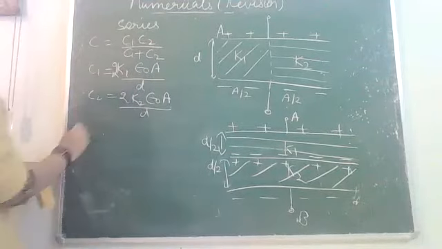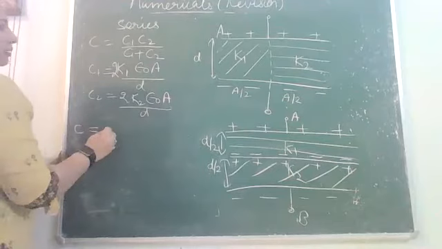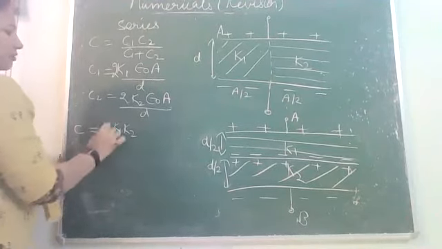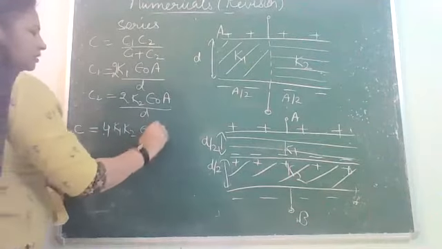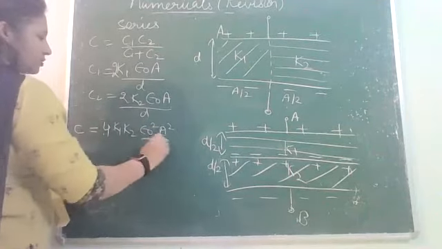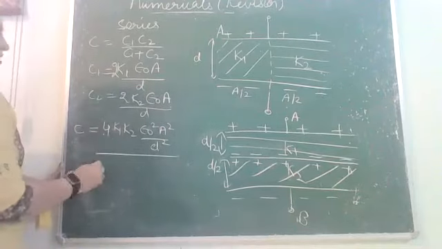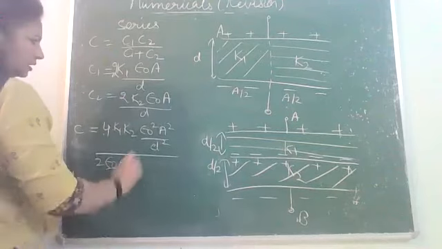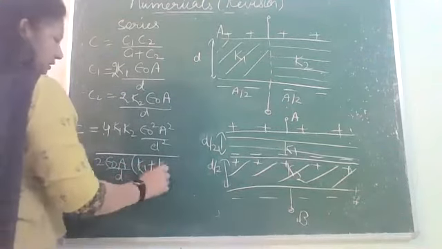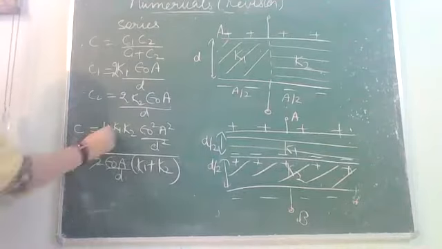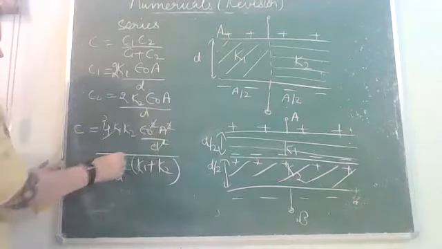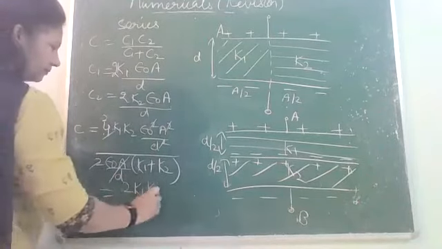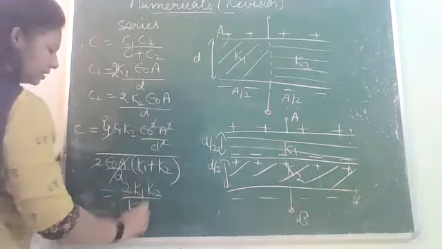So putting in the values here, we get C is equal to 2K1 times 2K2, which is 4 K1 K2 epsilon naught square A square over D square, over C1 plus C2. Let us take 2 epsilon naught A by D common, K1 plus K2. So the 2s and the 1 get cancelled here. We write 2K1 K2 over K1 plus K2.